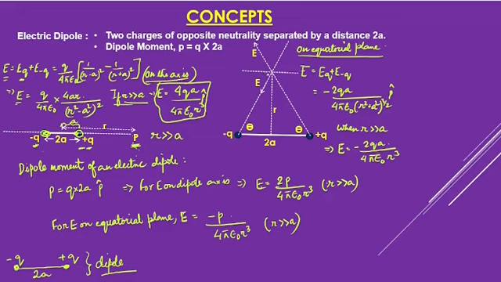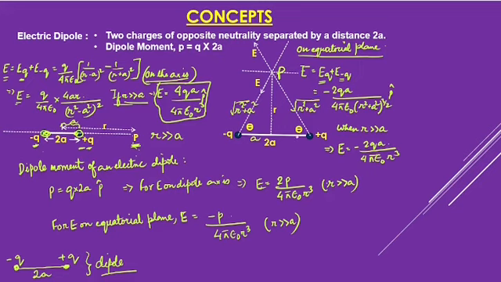Similarly, if it is on the equatorial plane, which means it is perpendicular to this, and the point P in this case is here, again the same thing: electric field is equal to E plus q plus E minus q. So now we will compute it in the same manner as we did here. For this we'll get Q by 4 pi epsilon 0, and this is a square. So this will be a, and this is r, so this becomes root of r square plus a square. This also becomes root of r square plus a square.